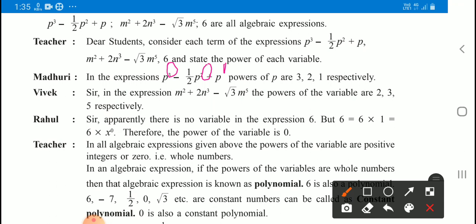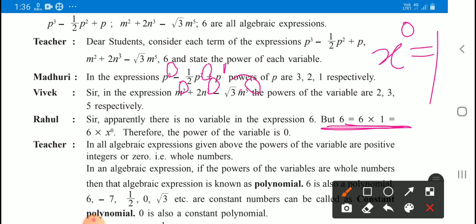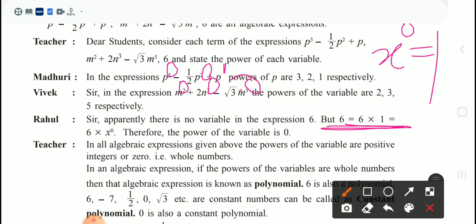Vivek said, sir, in the expression m square plus 2n cube minus root 3 m raised to 5, the powers of the variables are, you can see here, this is 2, then 3, and here 5, respectively. Now Rahul said, sir, apparently there is no variable in the expression 6 because 6 is a constant term. Then 6 is 6 times a variable to the power 0. You know the rule of indices, that any variable raised to 0, the answer is 1. Therefore, the power of the variable here is 0.